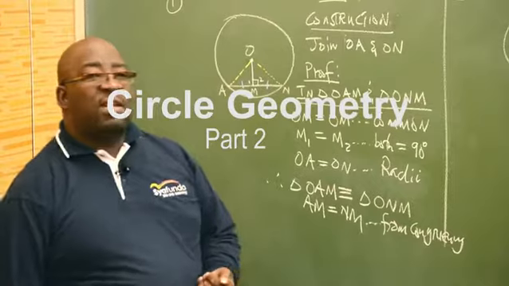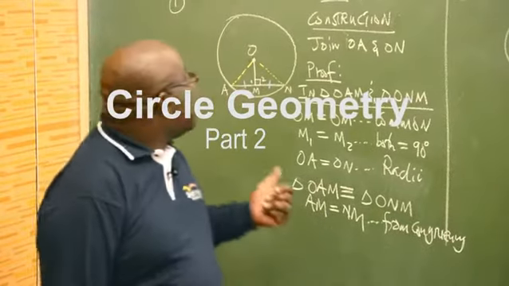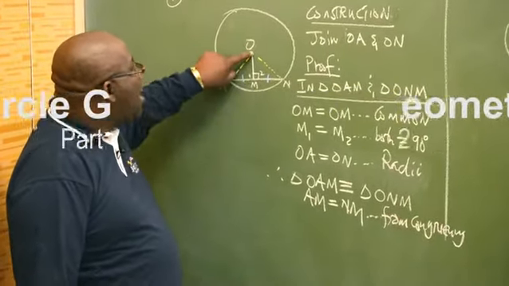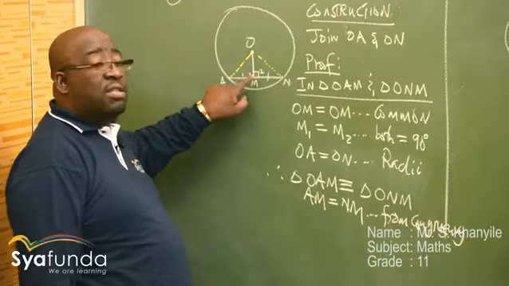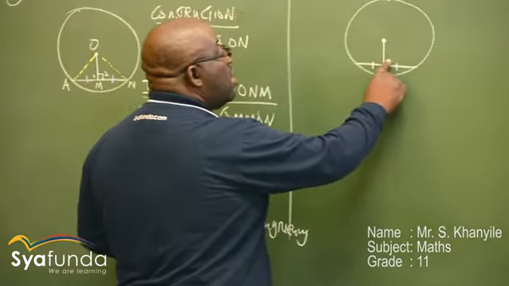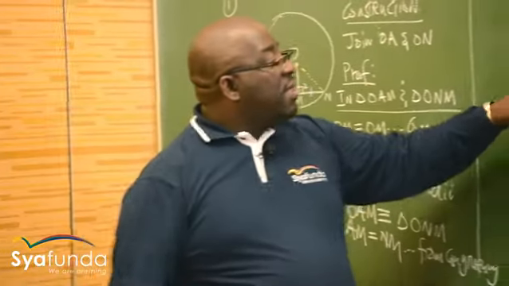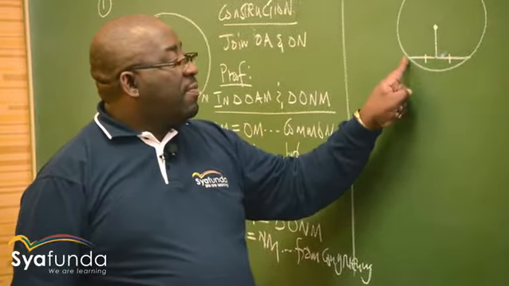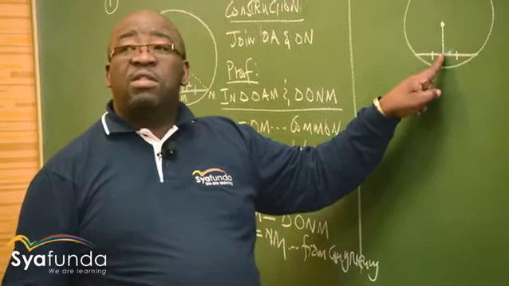Right, let's move on to the next theorem. Remember that we are proving that a line drawn from the center of a circle perpendicular to a chord bisects the chord. Remember this was not there originally. We are saying here, if this side is the same as this one, therefore what is this point called? It is called the midpoint.